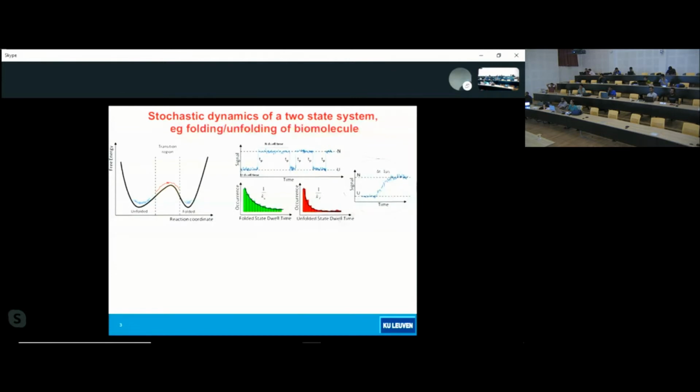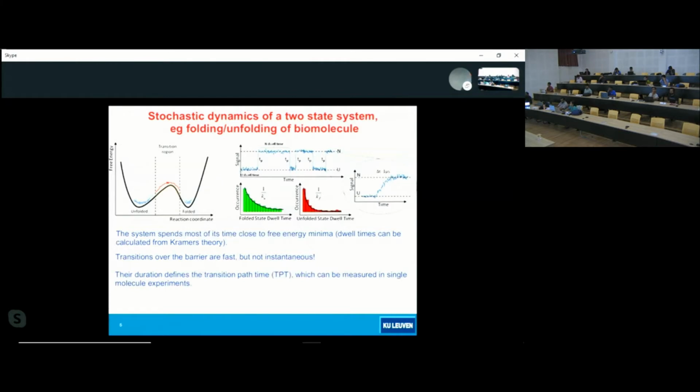Okay, so I will do it without, but you can see this encircled area in zooming the signal, and then you see that the duration is finite. It's 1 microsecond in this time scale, but it's not a step. And so what I'm interested in now in this talk is explaining the statistics of these very short paths, okay? The system spends most of its time close to one of the minima, and then when it makes a jump, the jump is very rapid, but it has a finite duration. So transitions over the barriers are fast, but not instantaneous, okay? And their duration is exactly what I'm interested in.